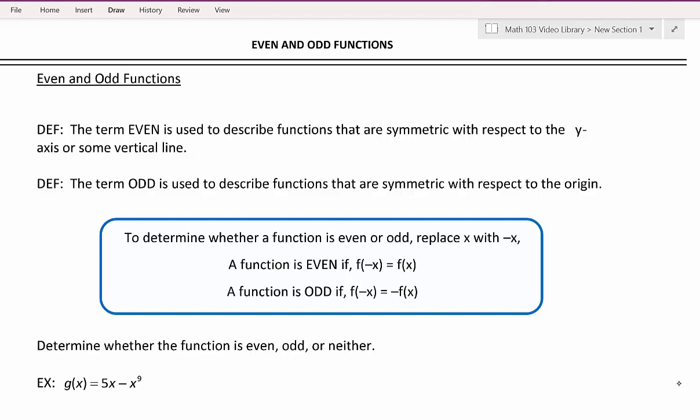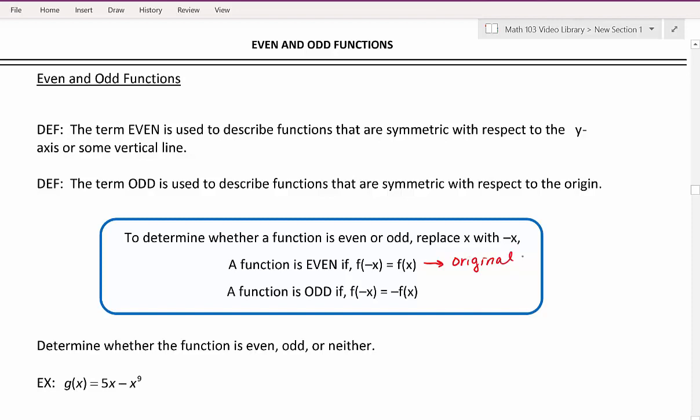When determining whether the equation of a function is even or odd, we're going to do a single test and then interpret the results. That single test is to replace x with negative x. A function is even if f of negative x equals f of x. So basically, we're going to replace x with negative x. If we clean it up and get the original, then the function's going to be even.